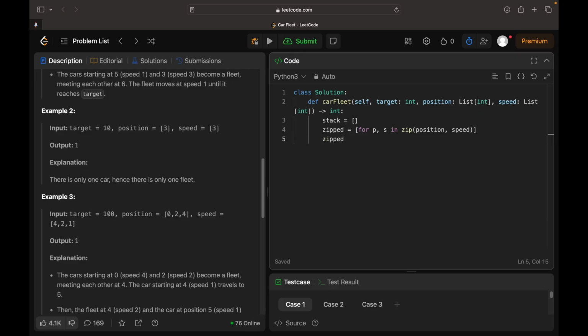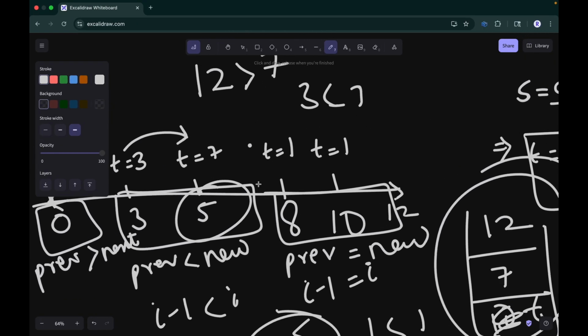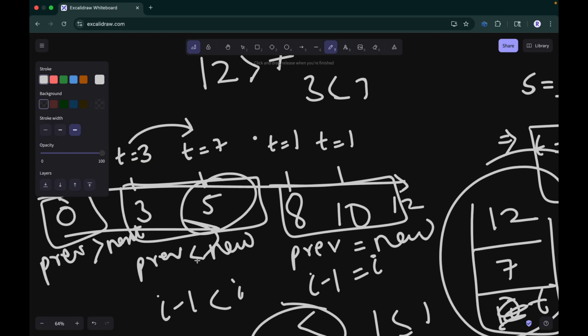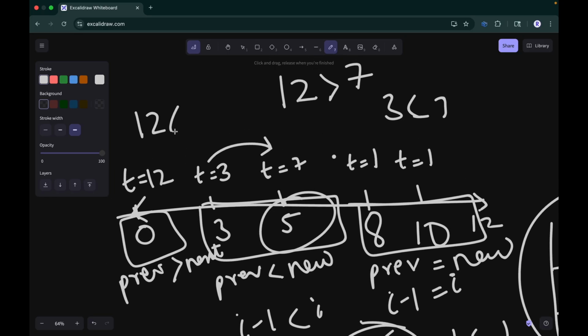And then what we want to do is zipped.sort, and then we'll set reverse equal to true, because we want to sort them in descending order. Because I was going backwards, if you remember. I wasn't going frontwards, because if I go frontwards, it doesn't give me any value. If 12 is less than 3, well, what do I do with it?